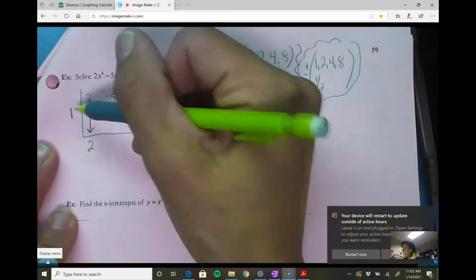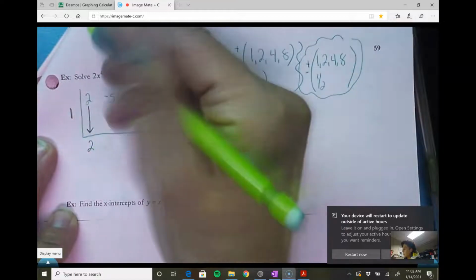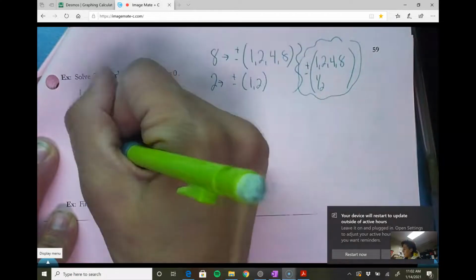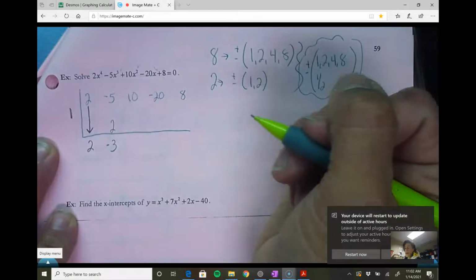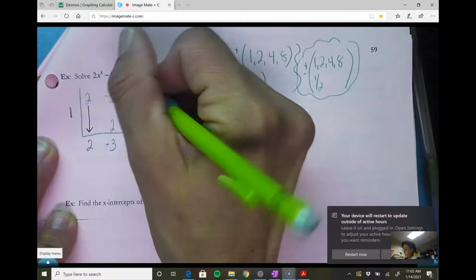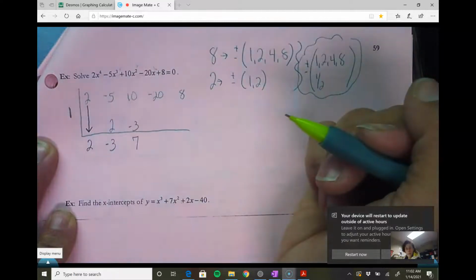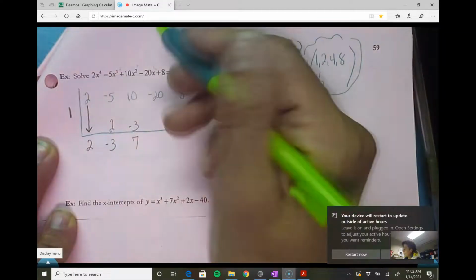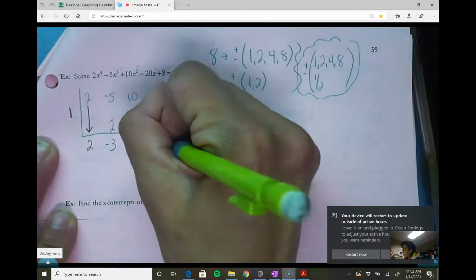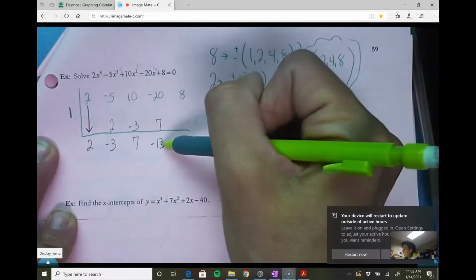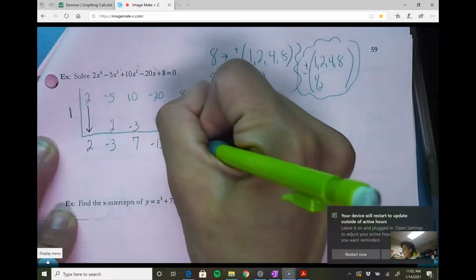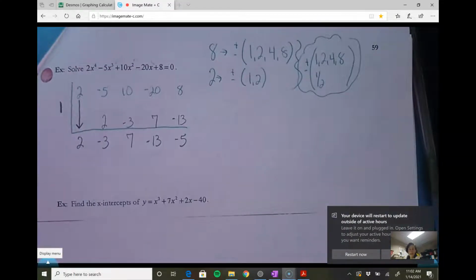And what I do now is I'm going to multiply. I take 1 times 2 is 2, and I put it here. And you just have to be able to add and subtract. And I'm going to add this column, and I'm going to get a negative 3. And then I'm going to multiply again. 1 with negative 3, that's negative 3. And I'm going to add this column up, and I get 7. And then I'm going to take 1 times 7, which is 7, put it here. And when I add those up, I get negative 13. And then when I do 1 times negative 13, which is negative 13, add those up, and I get negative 5.